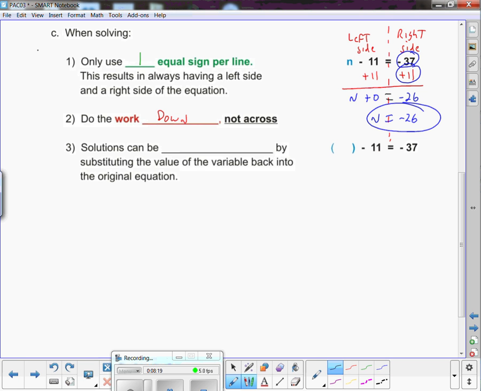Number three, solutions can be checked by substituting the value of the variable back into the original equation. So look again to the right. Here's the original equation, but where the n was, I put parentheses, right, for our substitution. And what did we find out? We're saying n should be negative 26, so let me put it in the blank. And let's see, what is the left side? Negative 26 and negative 11 more is negative 37. And yeah, sure enough, it worked. Things checked out. I know I have the correct answer.